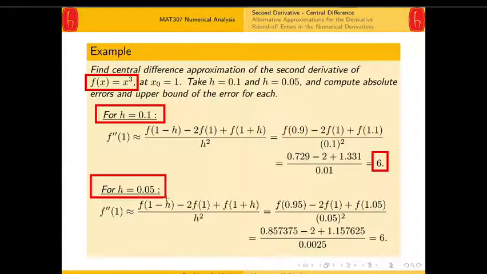If we do the same computations for h equals 0.05, then these steps are the same except for the value of h. Then we will still obtain the value 6 for the approximation of the second derivative.